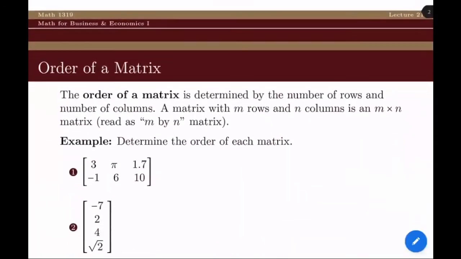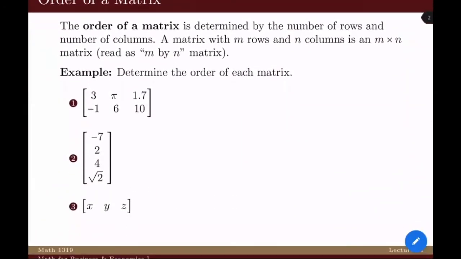We are going to get started with defining the order of a matrix. The order of a matrix is determined by the number of rows and the number of columns. A matrix with m rows and n columns is an m by n matrix, read as m by n matrix. So what we're going to do is determine the order of each matrix first.